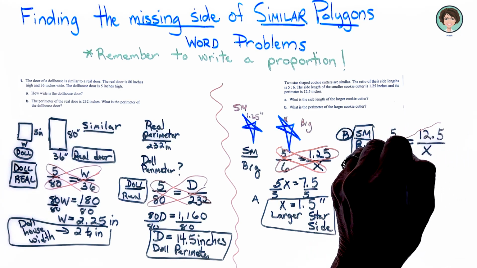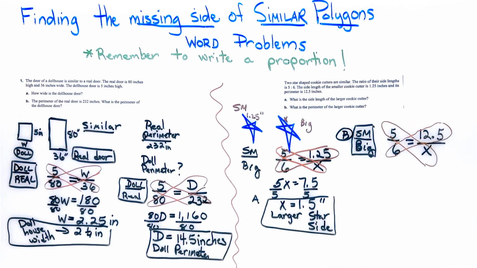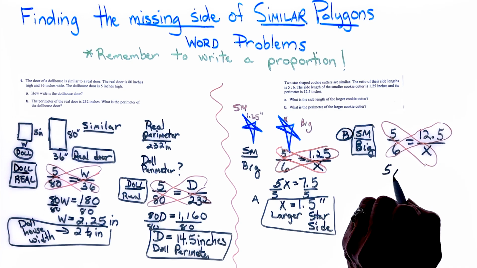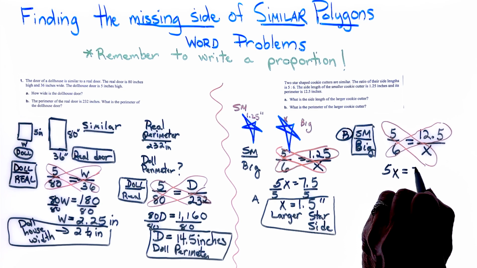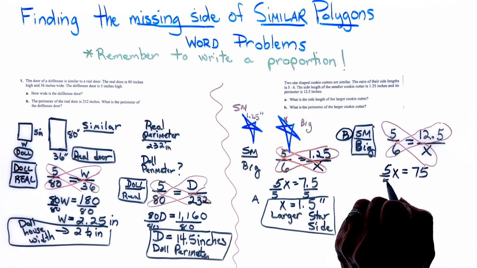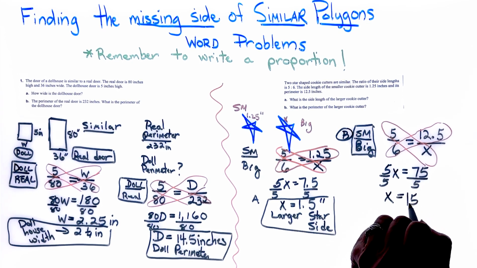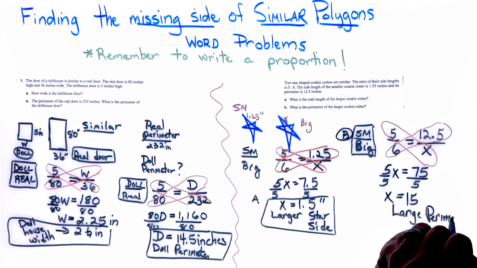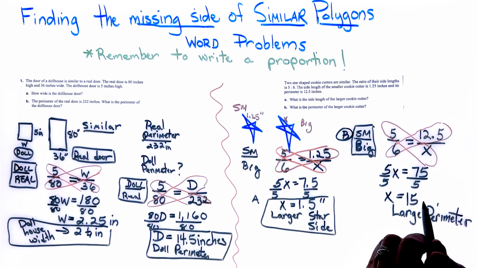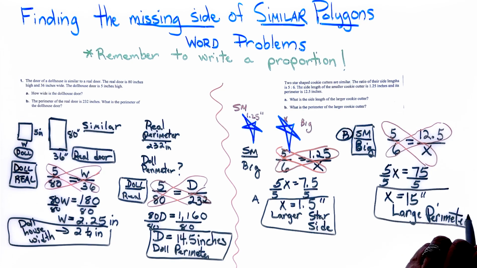Again, we're going to do cross products. And we do get 5x is equal to, when we multiply 6 times 12.5, it's 75. And when we divide by 5, x is equal to 15. And that is our large perimeter for our star. And it's 15 again, because everything was in inches, it's 15 inches. And that's the answer for the second part.